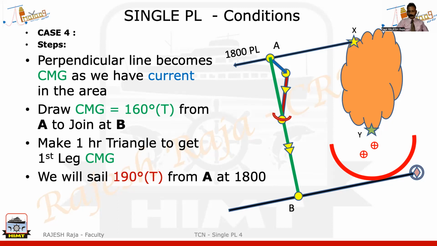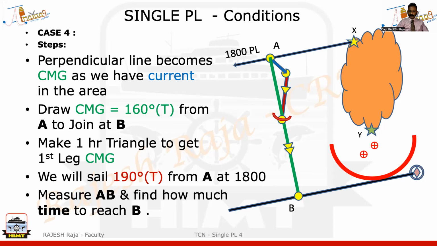So this is the course I'm going to sail from Alpha at 1800 to fight the current and still stay on the green color track, which is your CMG track, and I'm going to reach Bravo. I have to measure AB because my next job is to find the time of alteration. I found out the CTS1, which is 190.